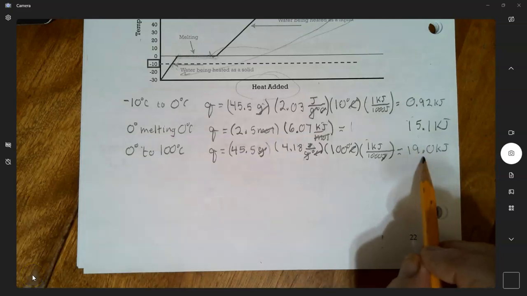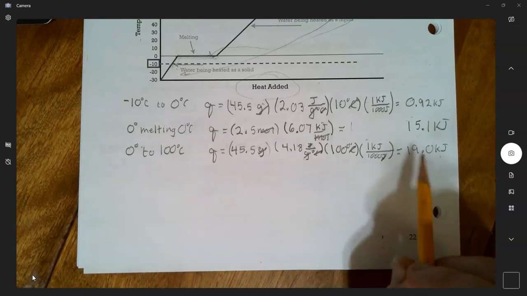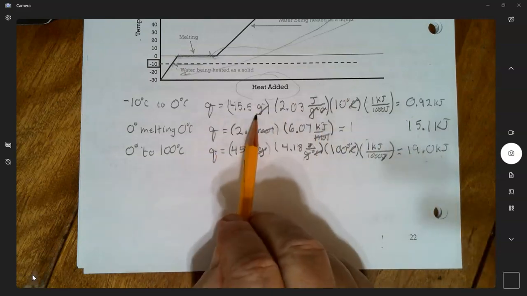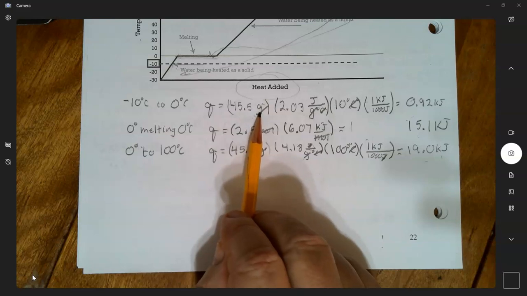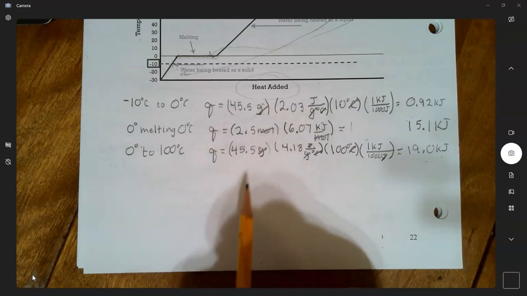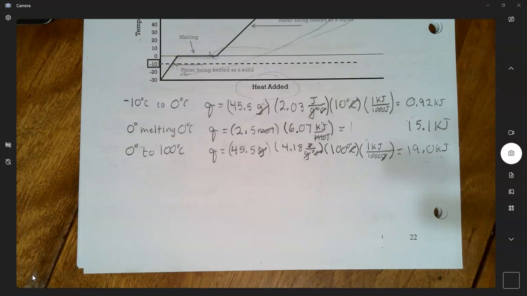Okay, and so I have 19.0 kilojoules for this one. I went back and canceled all my units, and I noticed the same mistake up here. I, for some reason, put degrees centigrade. It's actually grams. That's the mass. And so I corrected both of those. Okay, so everything is looking good now.